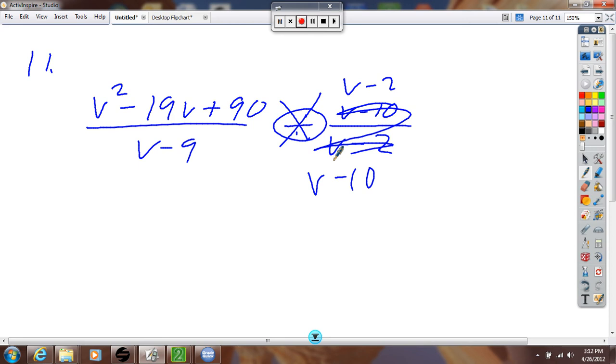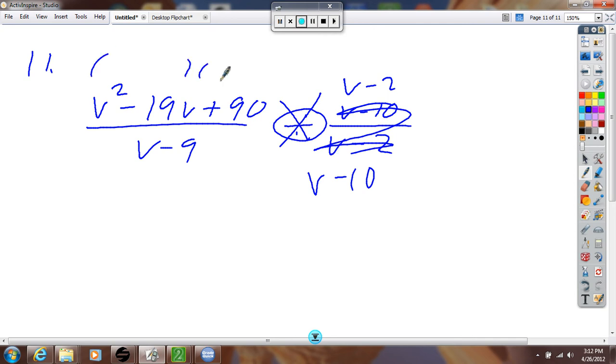What do I have to do next? Factor. What do we do next? Factor. When we're multiplying, we factor everything. So this has to be factored.